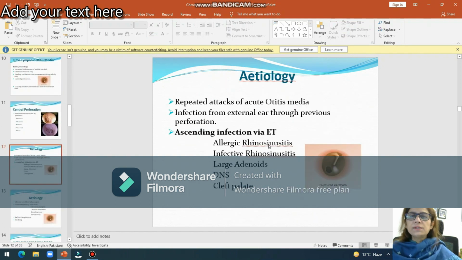So etiology is related to nose, paranasal sinus and diseases of nasopharynx. Then infection can transfer from external ear to the middle ear through previous perforation. Repeated attack of acute otitis media can lead to chronic form. So ascending infection from eustachian tube seen in allergic rhinosinusitis, infective rhinosinusitis, large adenoids, DNS and cleft palate.